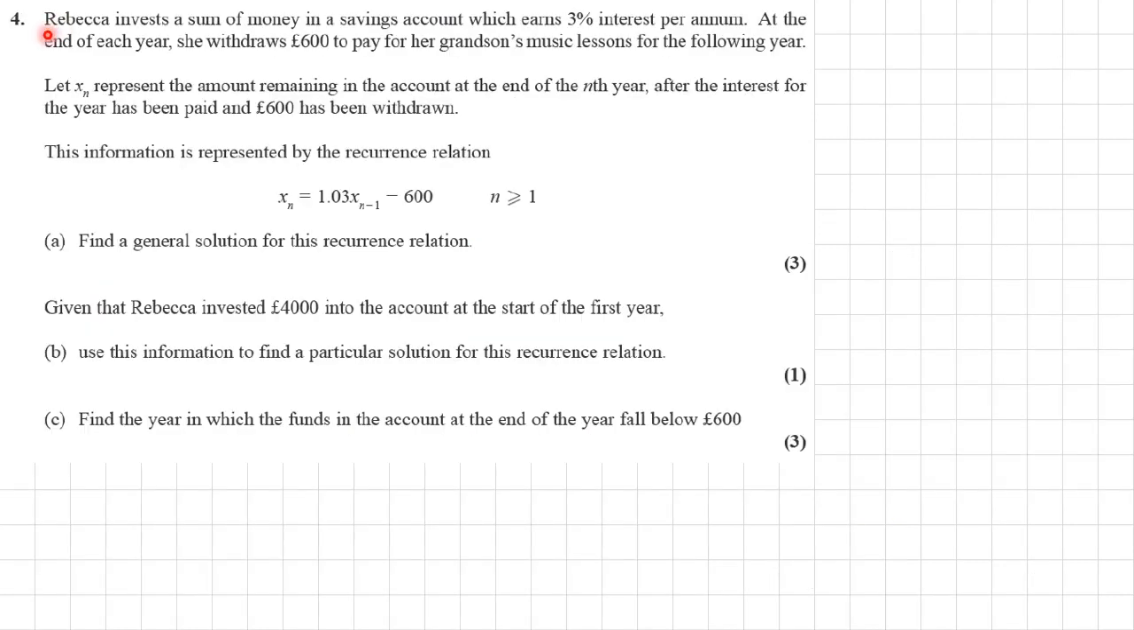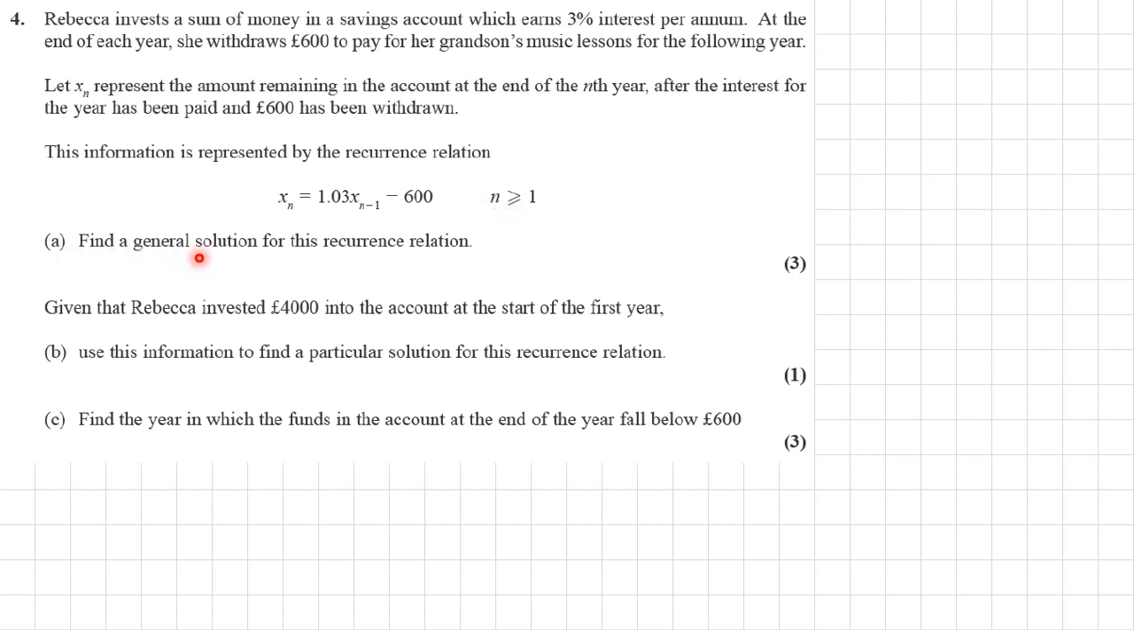Question 4. Rebecca invests a sum of money in a savings account which earns 3% interest per annum. At the end of each year, she withdraws £600 to pay for her grandson's music lessons for the following year. Let Xn represent the amount remaining in the account at the end of the nth year after the interest for the year has been paid and £600 has been withdrawn. This information is represented by the recurrence relation Xn = 1.03 Xn-1 - 600, where n is greater than or equal to 1.